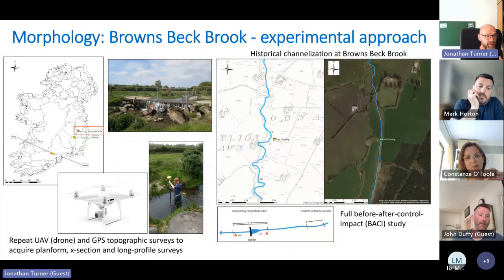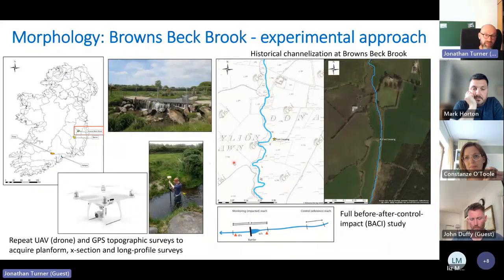And from the point of view of understanding what's happening here, it's important to give a little bit of context to this site. So this is a second order stream. If you go back and look at the early historical Ordnance Survey maps, the first and second edition maps, this stream actually was quite a sinuous, meandering channel. So this is a trace of the channel back in 1910 from the second edition Ordnance Survey maps.